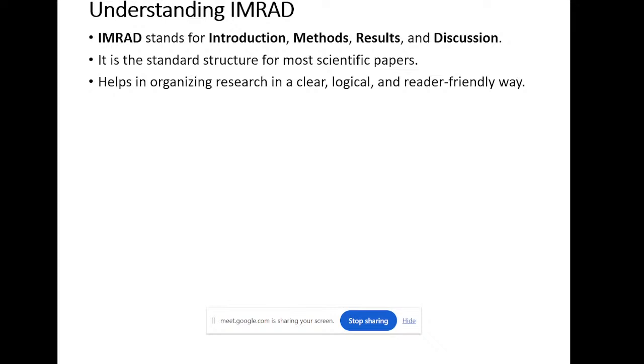We have two more components in today's lesson. We'll look at the IMRAD structure, then we'll look at referencing, and then we'll open it up in terms of publication opportunities. IMRAD is a common way of writing. IMRAD stands for Introduction, Methods, Results, and Discussion. It's the standard structure for most scientific papers.